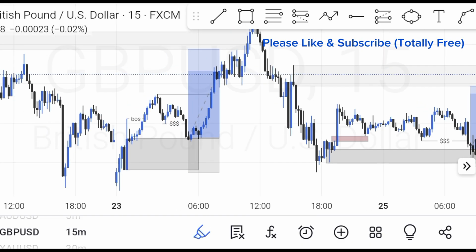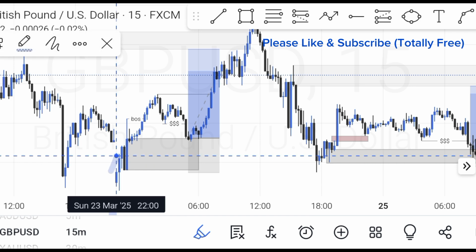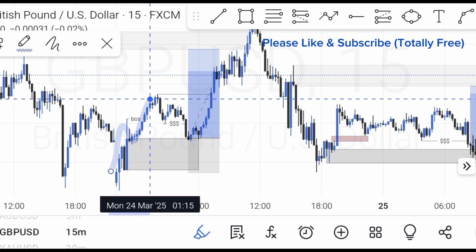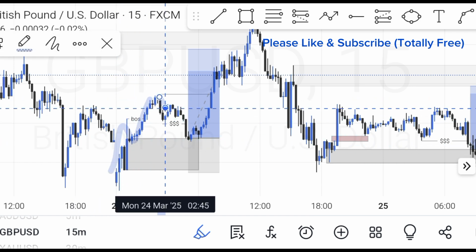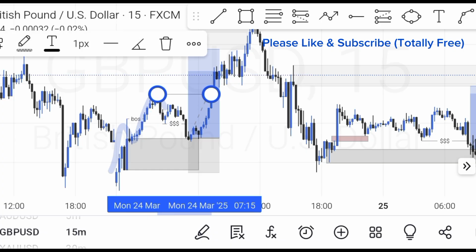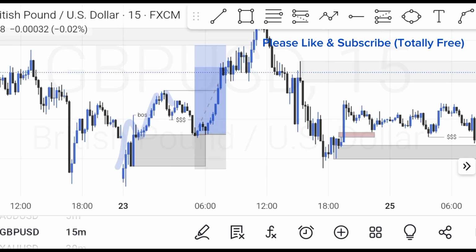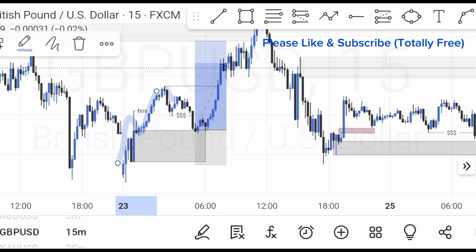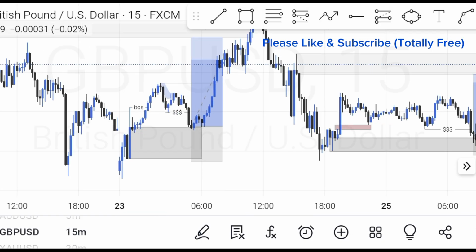All right, so we have price breaking this structure here. So this is type 2. For those of you looking for the type 2 setup, this is the type 2 for the example.